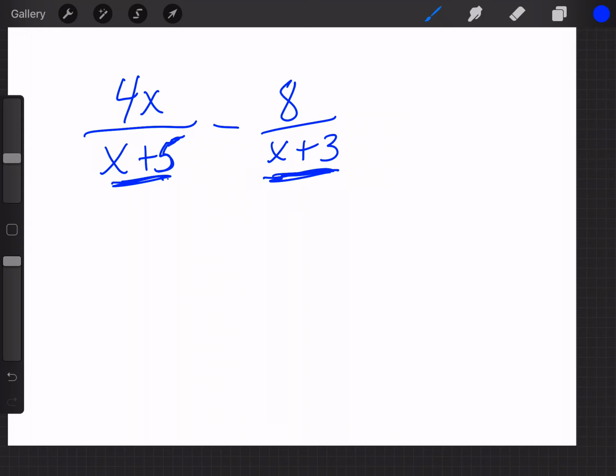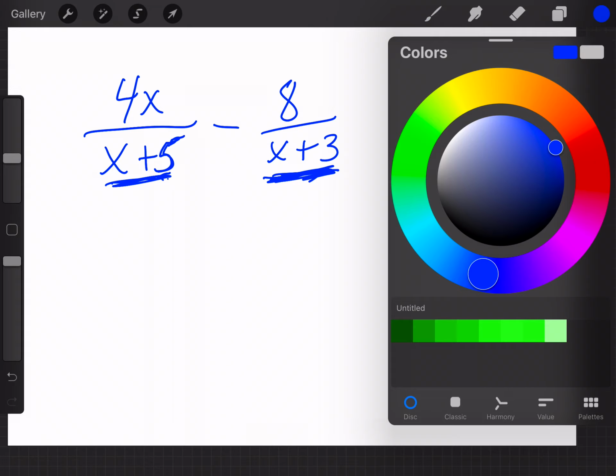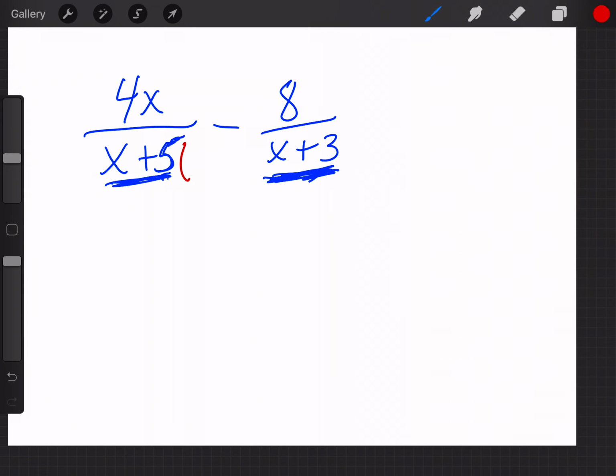So really what you're going to do is take, if this one is an x plus 5, it needs to have whatever this one has, which is an x plus 3. So that means, let's see if I can do this right there, and lo and behold, I think I can. Yes, I changed the color. All right, so that's going to be x plus 3.